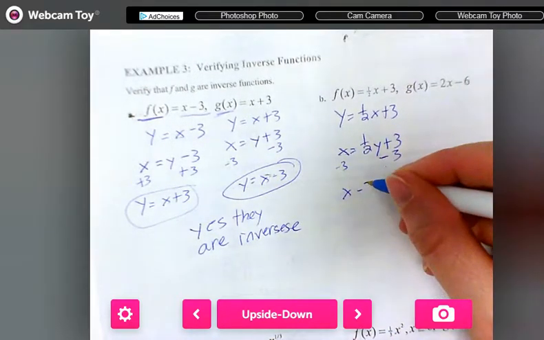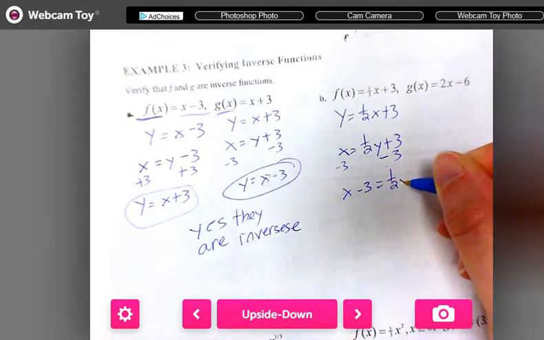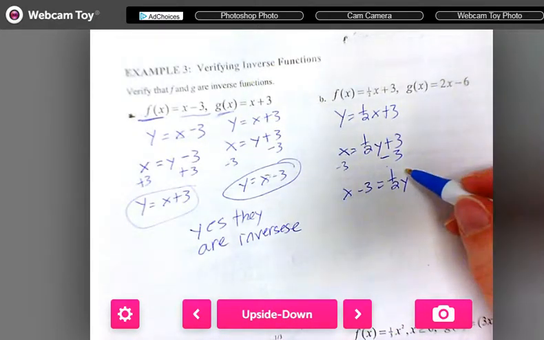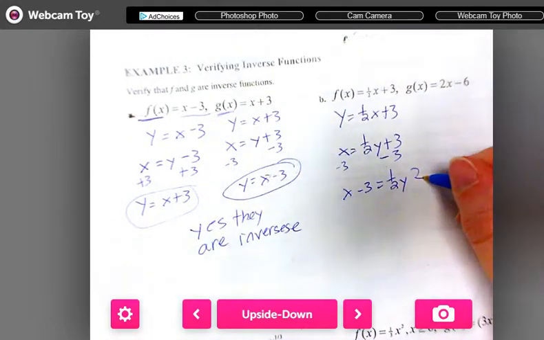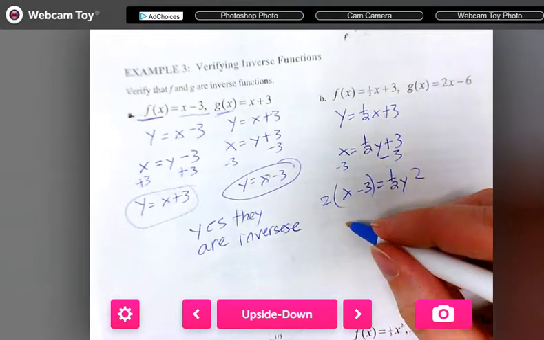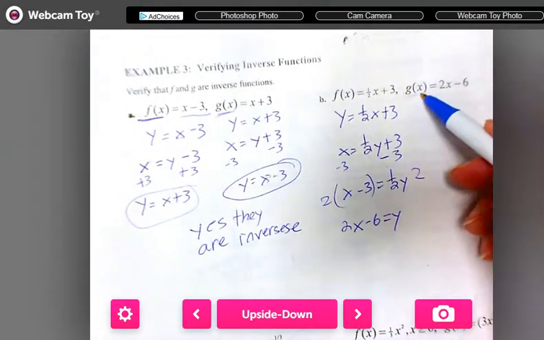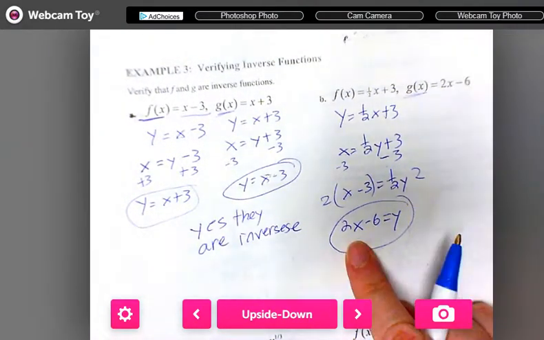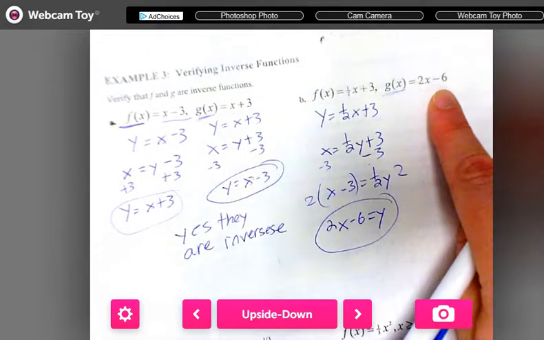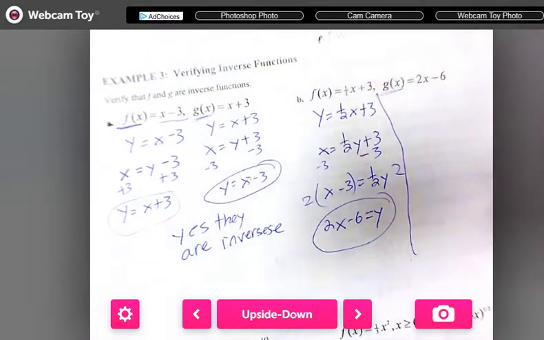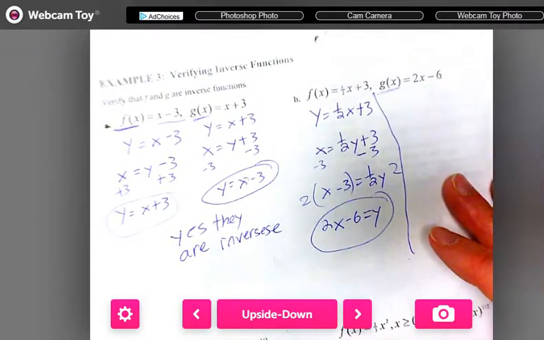X minus 3 equals 1/2 y. Now I'm going to times everything by? The opposite of 1/2 is 2. Good. Times it by 2. So I get 2x minus 6 equals y. Is that the same thing as g of x? Yep, they're the same thing. So far, so good?